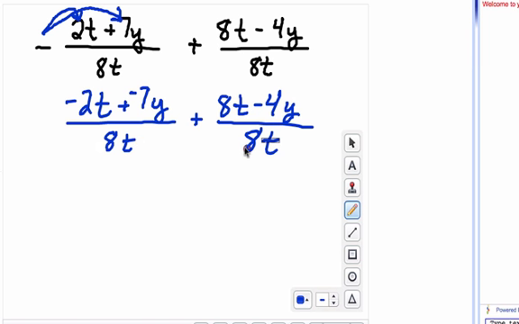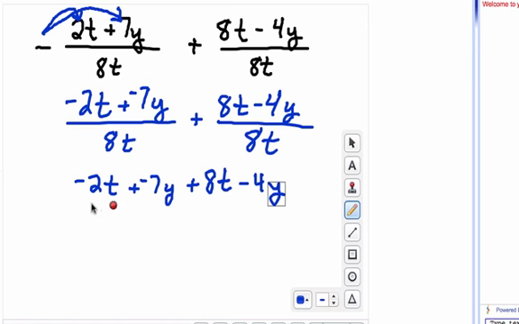So now we can go ahead and add the numerators together. So we're going to get negative 2t plus a negative 7y plus 8t minus 4y all over 8t. Okay, because remember, the denominator stays the same when you're adding fractions. So now we can go ahead and combine like terms up here in the numerator.